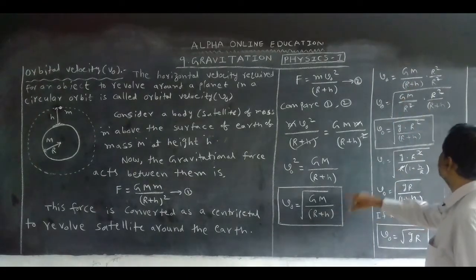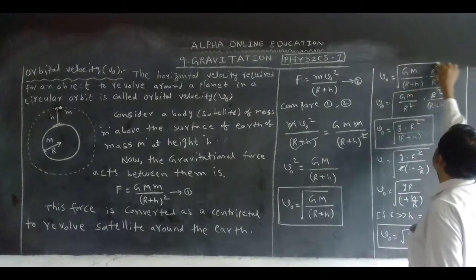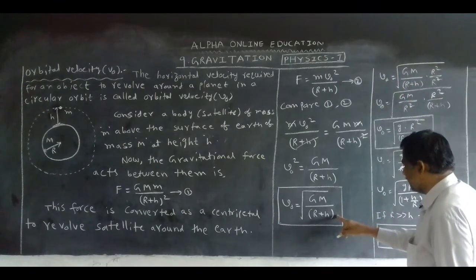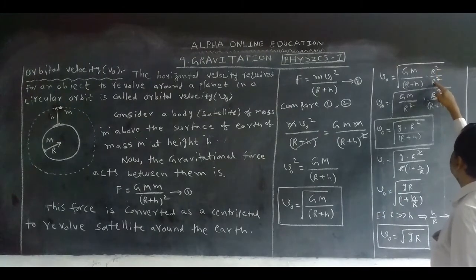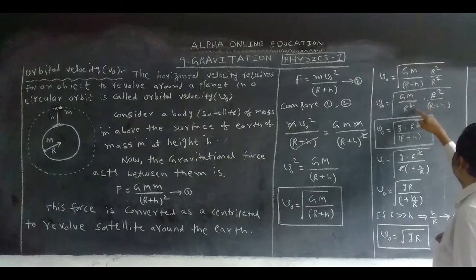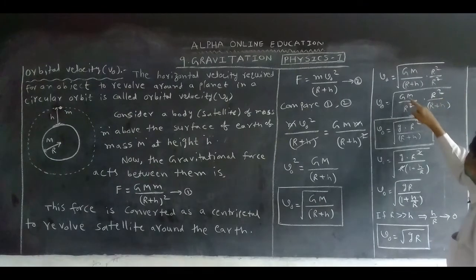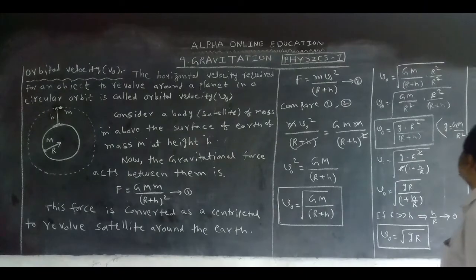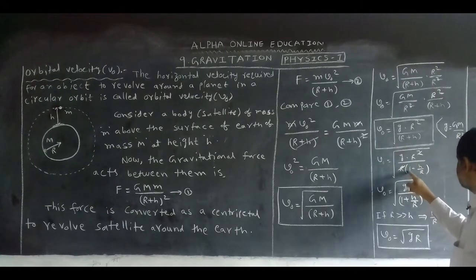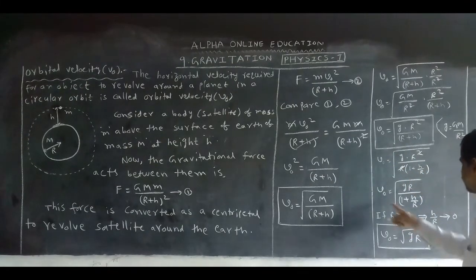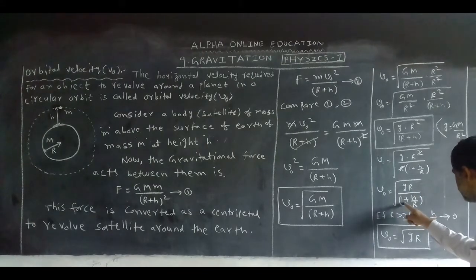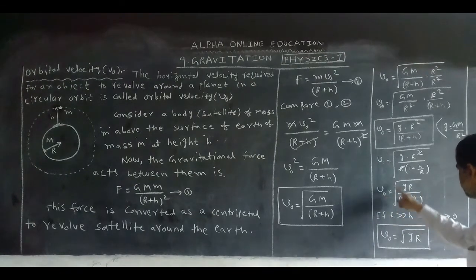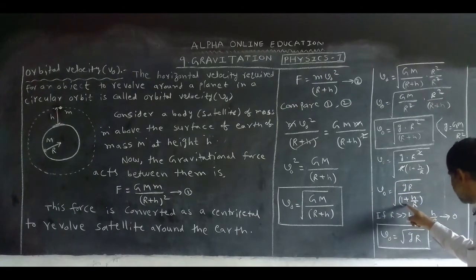Now I multiply and divide by R square. G M by R square I take here, and R square by (R plus h). What is G M by R square? Small g is equal to G M by R square. Now let us take R common: 1 plus h by R. So v naught is equal to root of g R square by R times (1 plus h by R), which gives v naught equal to root of small g capital R by (1 plus h by R).